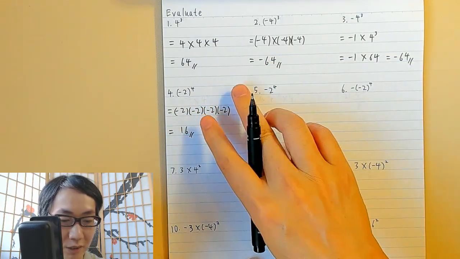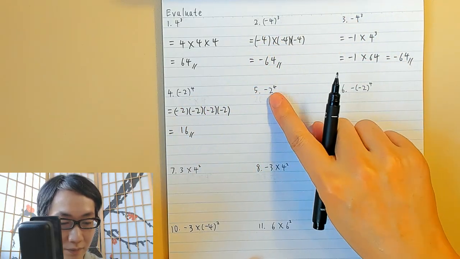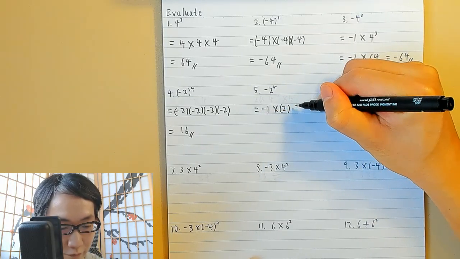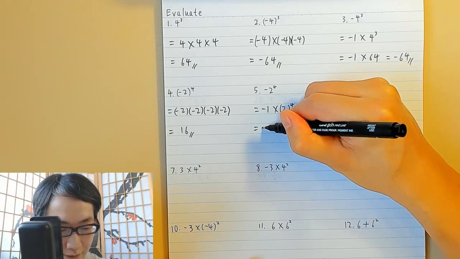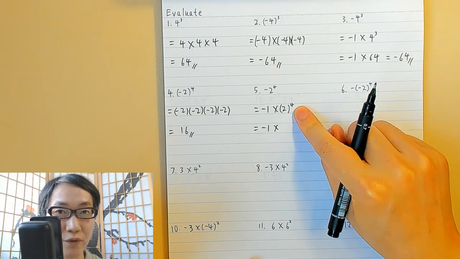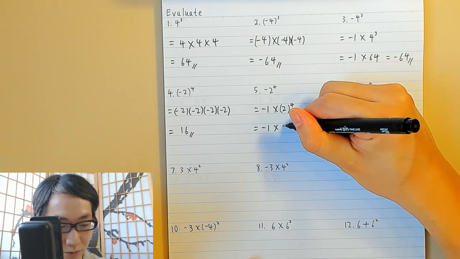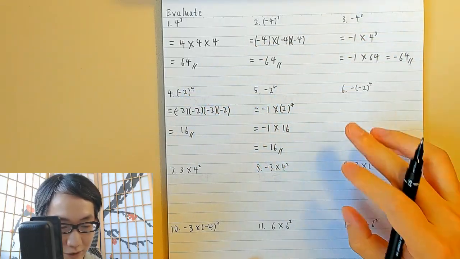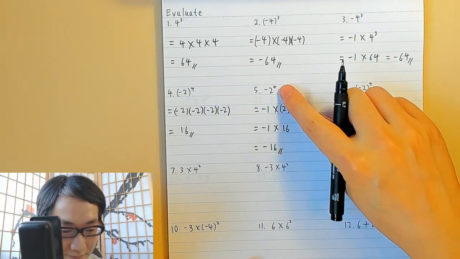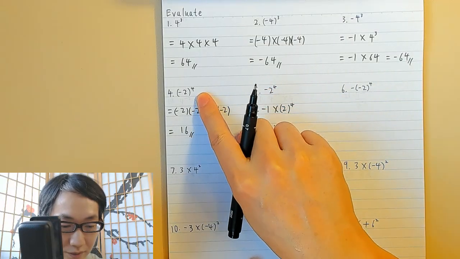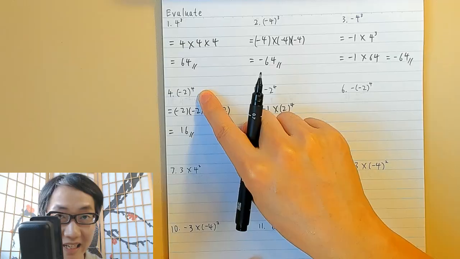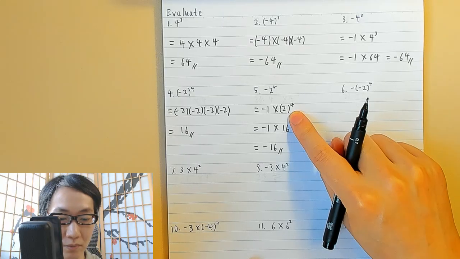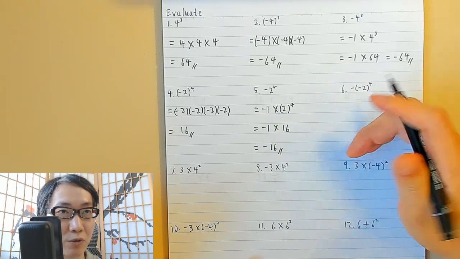Similar situation, these two and these two. This is negative 1 times positive 2 to the power of 4. Negative 1 times 2, 4, 8, 16. This time the results are different. So see, these two are different. Because for this one, the initial value is 1 and the exponential factor is negative 2. For this one, the initial value is negative 1 and the exponential factor is 2. Both of them have the same power of 4.